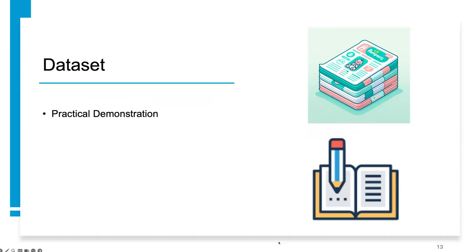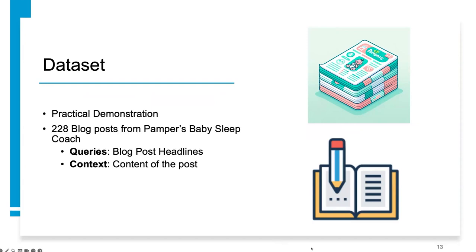Due to the absence of publicly available datasets specifically designed for the suggestion question generator task, we employed 228 blog posts from Pampers Baby Sleep Coach as a practical demonstration. The blog post headlines were treated as queries, while the content of the post served as the answers to those queries.